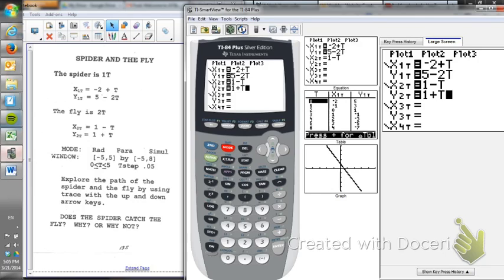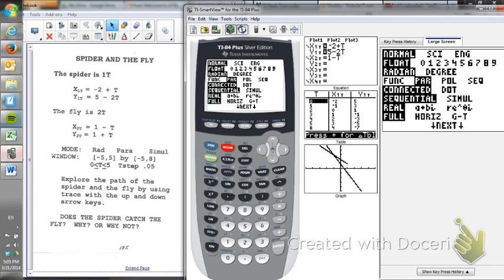And then it tells me some things about my mode I need to change. First of all, my mode needs to be in radians, which it is. It needs to be in parametric, but then I also need to change to simultaneous. Now I've been at sequential. What that means is instead of graphing my lines one after the other, it's going to graph them at the same time. So I'll be able to see my lines graph at the same time.